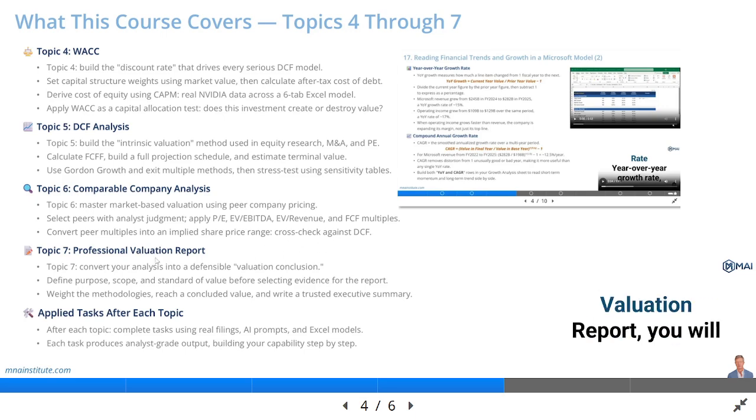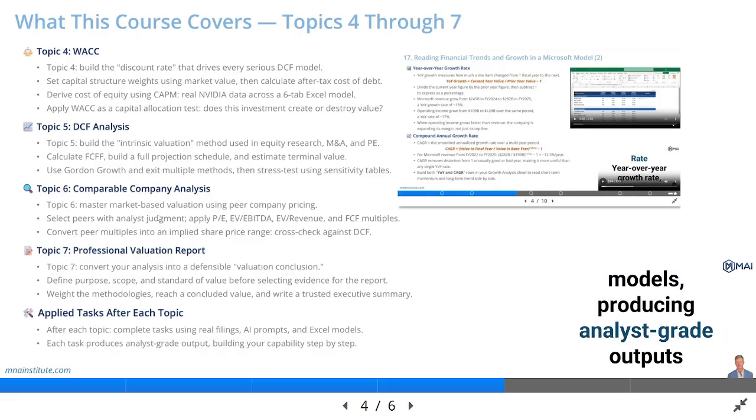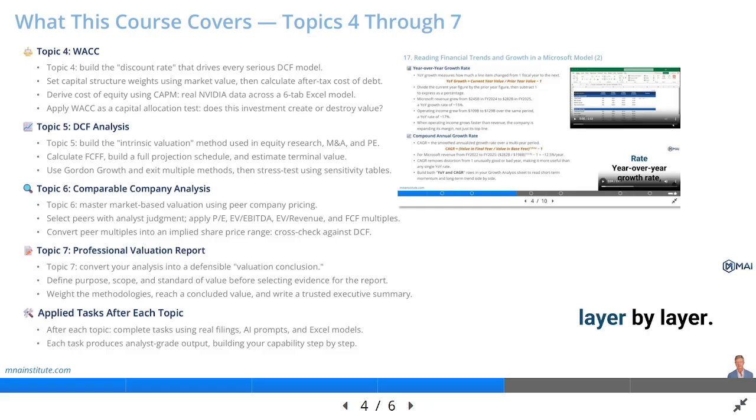In Course 7, Professional Valuation Report, you will convert your analysis into a defensible conclusion. You will define purpose, scope, and standard of value, select the evidence that belongs in the report, weight the methodologies, reach a concluded value, and write an executive summary that earns the reader's trust. After each course, you will complete applied tasks using real company filings, AI prompts, and Excel models, producing analyst-grade outputs that build your capability layer by layer.